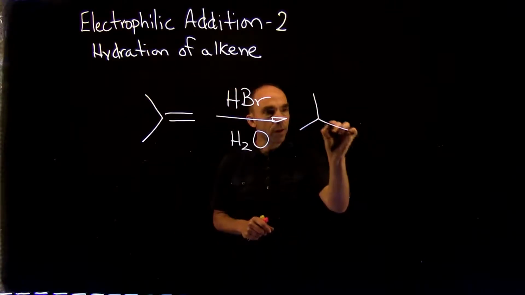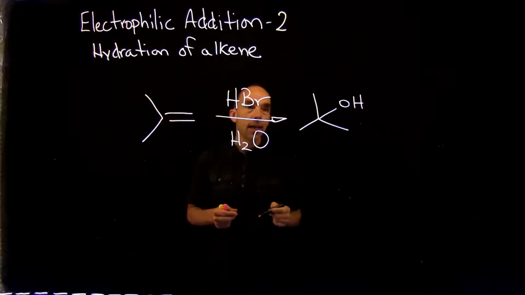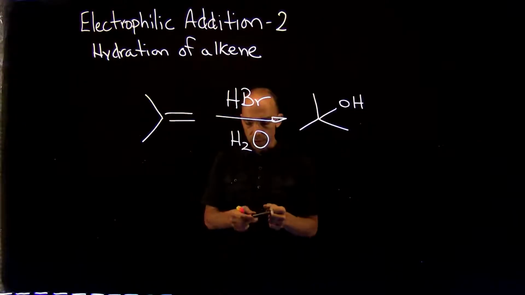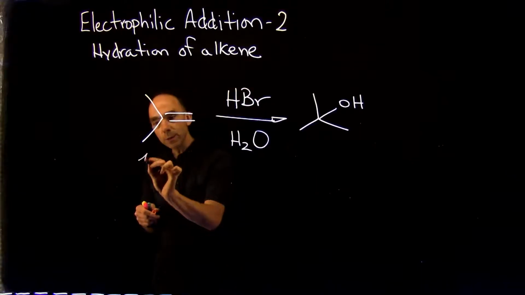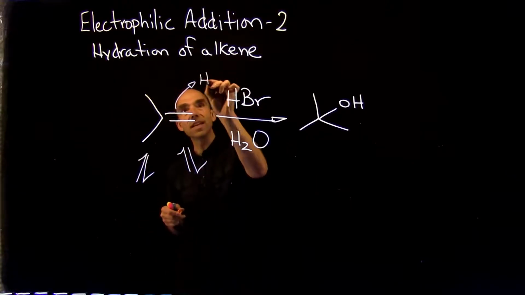We get a different product with similar regioselectivity. In this case, it's the alcohol that is added on the most substituted position. The first part of the mechanism is pretty similar to what we saw previously.